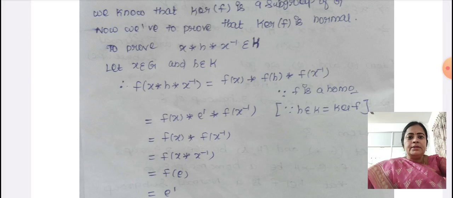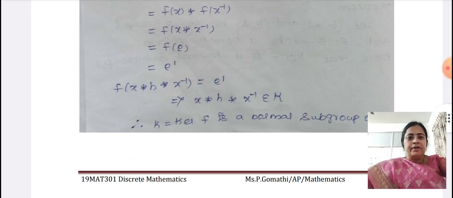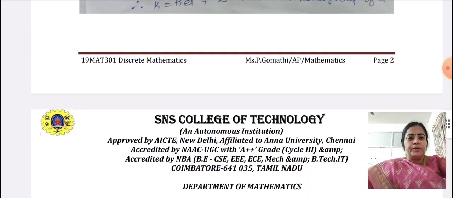Combining these, we get f of x star x inverse, and x star x inverse is e, so f of e, which is nothing but e dash. So f of x star h star x inverse is equal to e dash. From this we can derive that x star h star x inverse belongs to K, that is, the kernel of f is a normal subgroup of G.